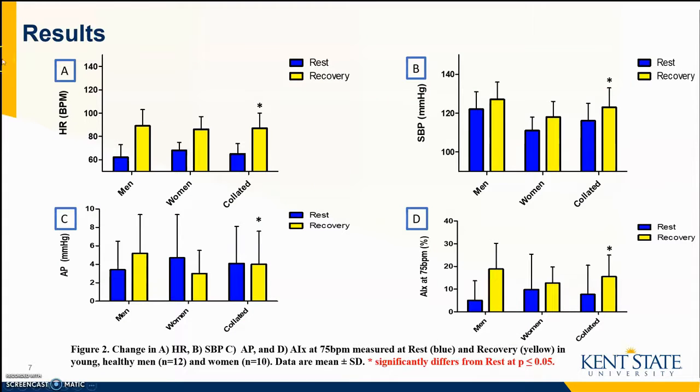Alright, so what do our results look like here? If you take a look at our graphs, we'd see statistically significant increases among both men and women for heart rate, systolic blood pressure, and augmentation index at 75 beats per minute. The one thing that we did not expect to see was actually a statistically significant decrease in the augmentation pressure from rest to recovery for both men and women together.